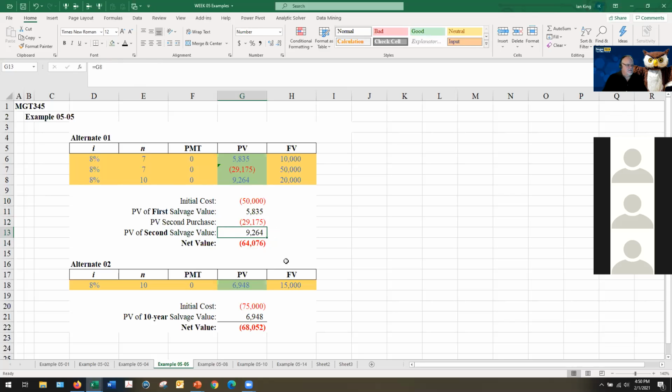But that's how they do it. They just assume you're going to buy another one and then stop using it so you can come up with a 10-year equivalent. Again, I'm not going to defend it because I don't like this, but it's out there. Be prepared for it.